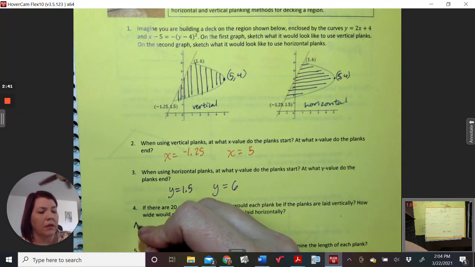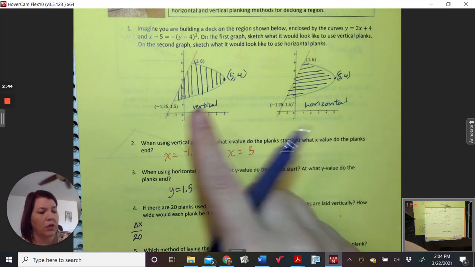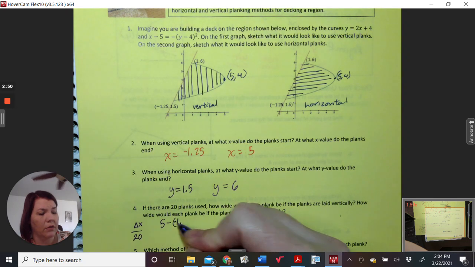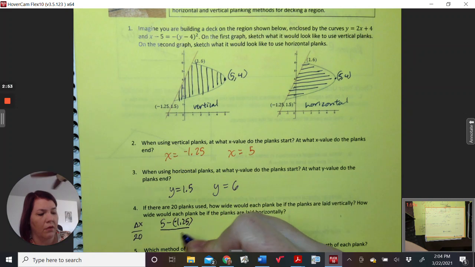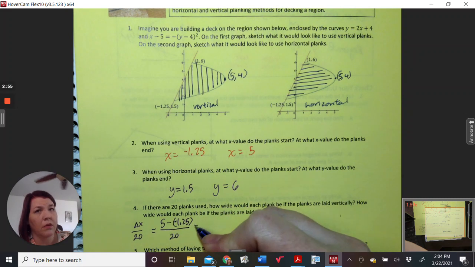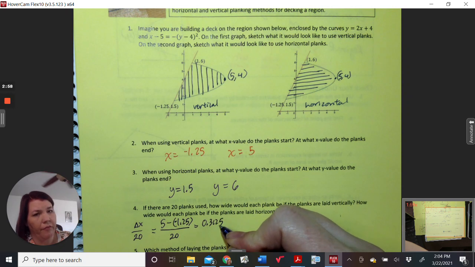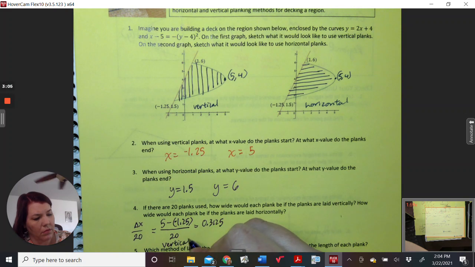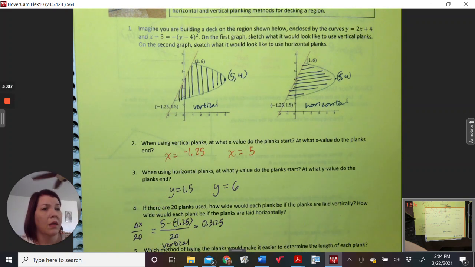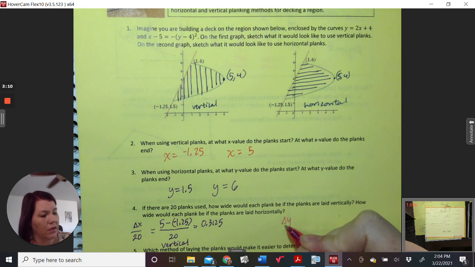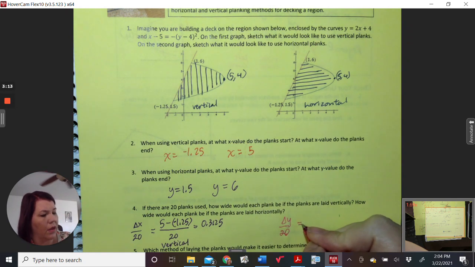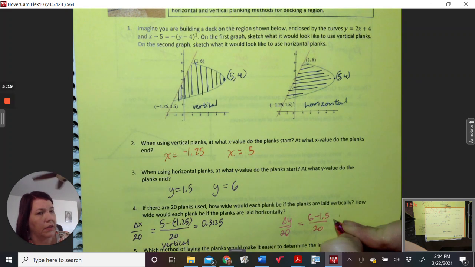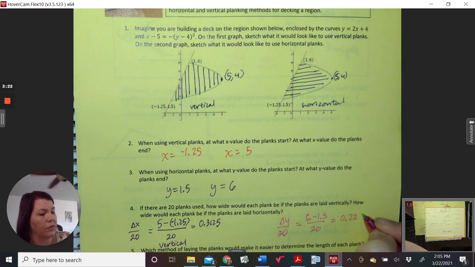So it's going to be delta x divided by 20. And so the change in x is 5 minus negative 1.25, over 20, which is equal to 0.3125. So that's my vertical. And again, that was delta x divided by 20. This will be delta y divided by 20. And so it will be 6 minus 1.5 over 20, which is 0.225 for horizontal.